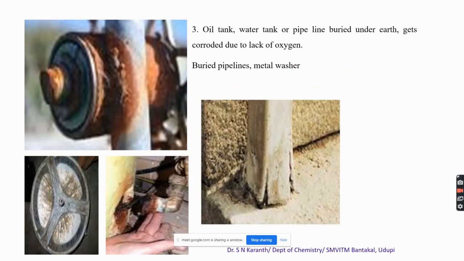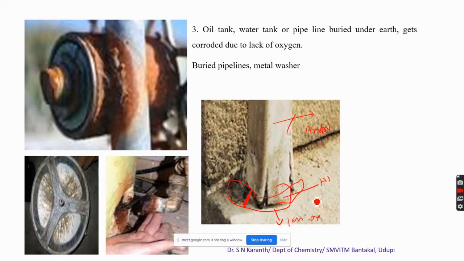And the other one is an oil tank or a water tank or a pipeline buried under earth. They get corroded due to lack of oxygen. Like in this case, the pillar is under the earth. So in this particular region, corrosion occurs because variation in the oxygen is observed, whereas the above portion is completely exposed to atmospheric oxygen, and this region is a less oxygenated site.